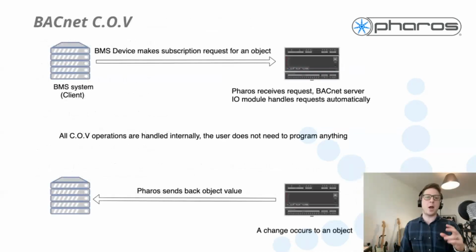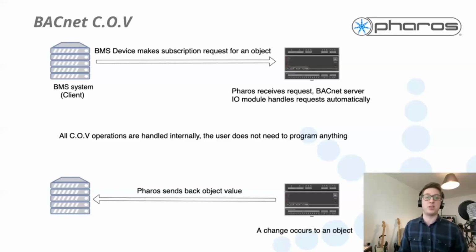So let's quickly go back to COV, change of values, because this is a really useful feature when using BACnet. The building management system, when it loads up, will make a subscription request for an object to Pharos, and it will say, okay, every single time this value has been changed in this object, I want to know about it. As soon as we've received that request, we handle that all internally, and then as soon as a change occurs within Pharos, we push that data back to the BMS system.